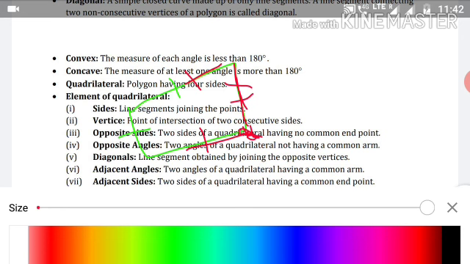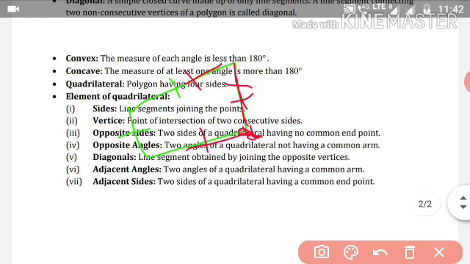So hope you have understood. So these are the important points of all this for chapter number 3. So in my next video I will come with the exercise of this chapter.